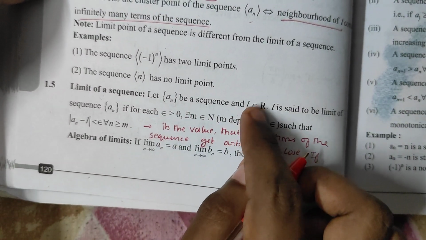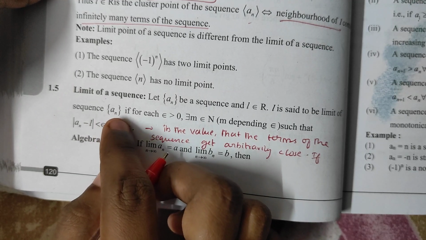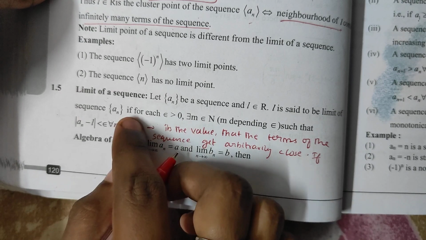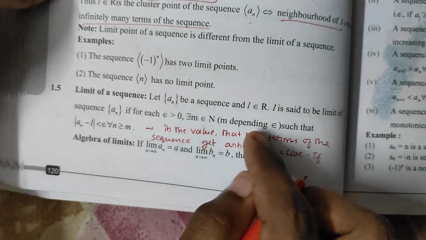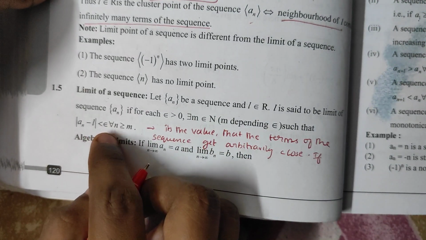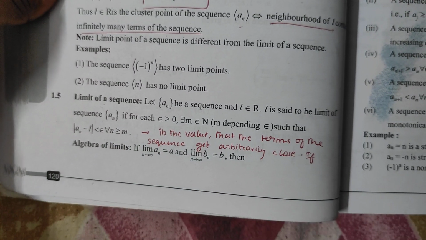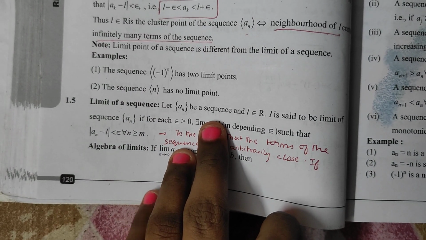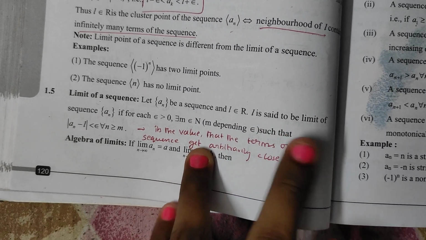Next we are going to see the limit of a sequence. Let a_n be a sequence and L belongs to R. L is said to be a limit of the sequence a_n if and only if for every epsilon greater than 0, there exists M, depending upon epsilon, such that |a_n minus L| is less than epsilon for all n greater than or equal to M. So L is a real number, and we will say L is a limit of the sequence.